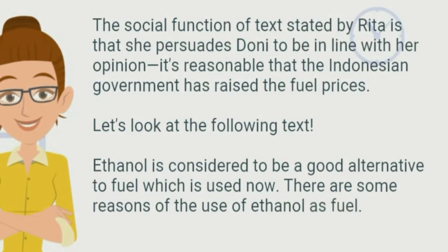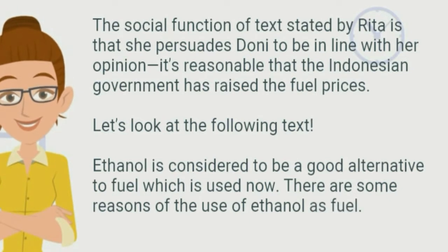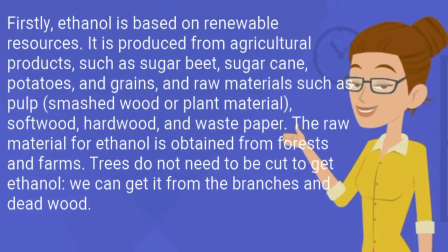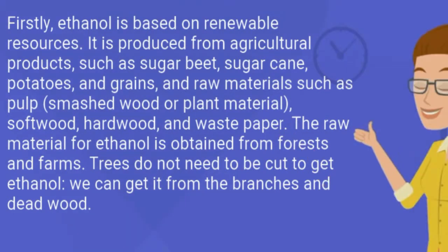Ethanol is considered to be a good alternative to the fuel which is used now. There are some reasons for the use of ethanol as fuel. Firstly, ethanol is based on renewable resources. It is produced from agricultural products, such as sugar beet, sugarcane, potatoes, and grains, and raw materials such as pulp, smashed wood or plant material, softwood, hardwood, and waste paper. The raw material for ethanol is obtained from forests and farms. Trees do not need to be cut to get ethanol, we can get it from the branches and dead wood.